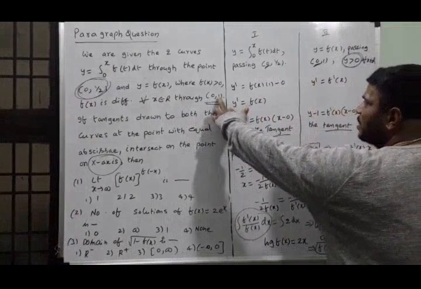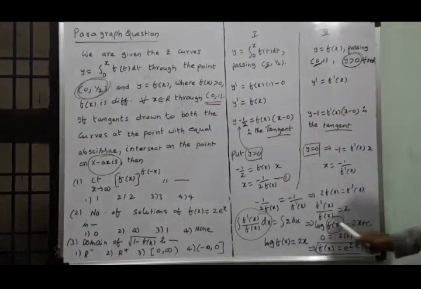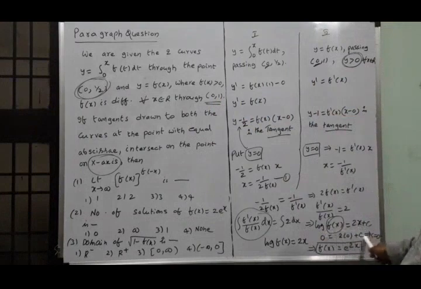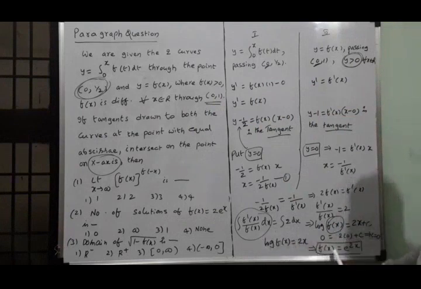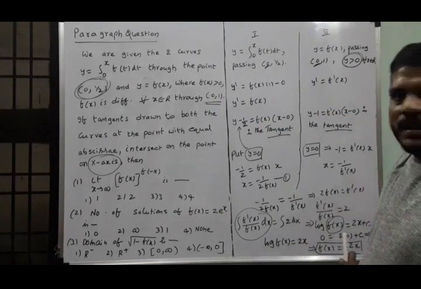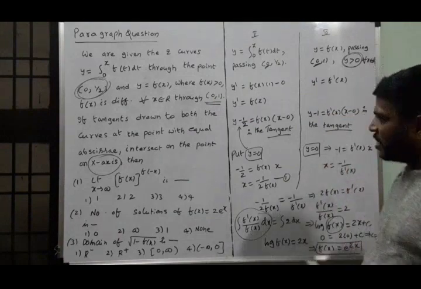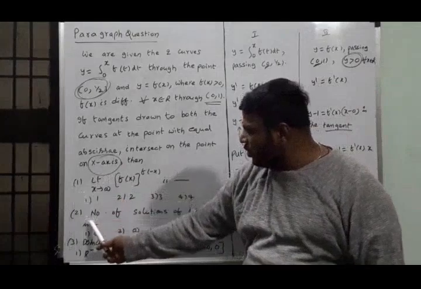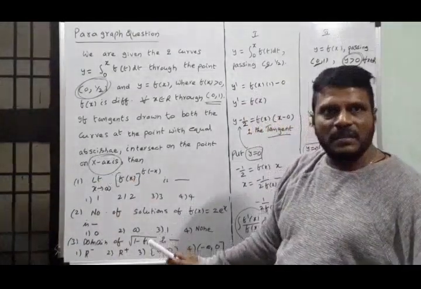So substitute y is equal to 1, x is equal to 0. F of x is 1, x is 0. You will get c is 0. Then log f of x is equal to 2x. Removing the logarithm, f of x is equal to e power 2x. This is our function. Now taking this function, you can easily solve these three questions. Okay.